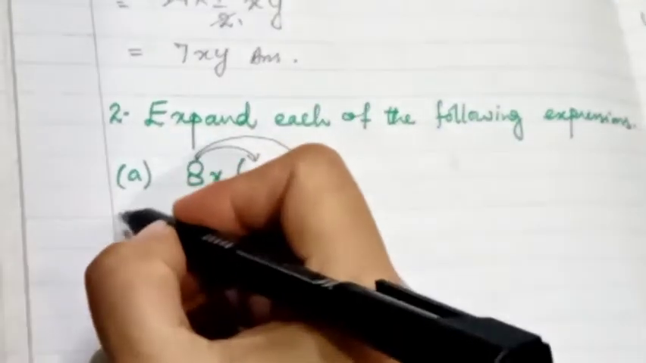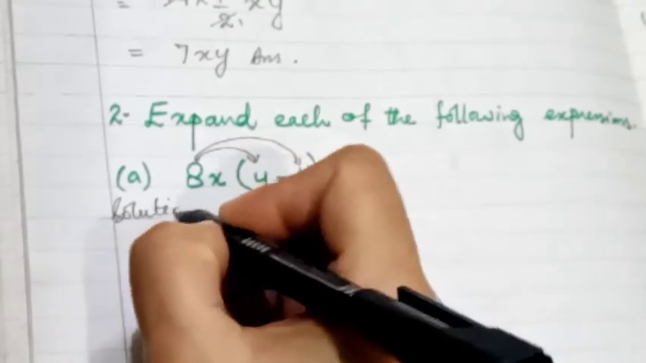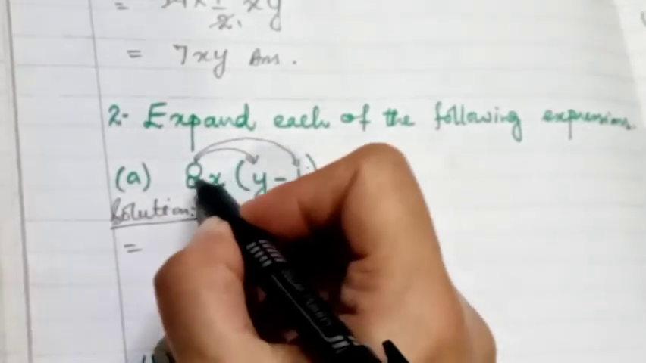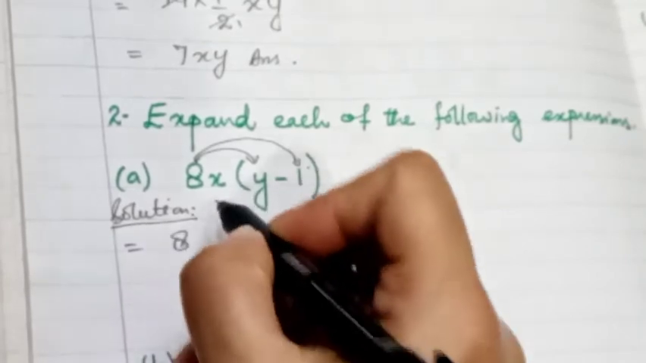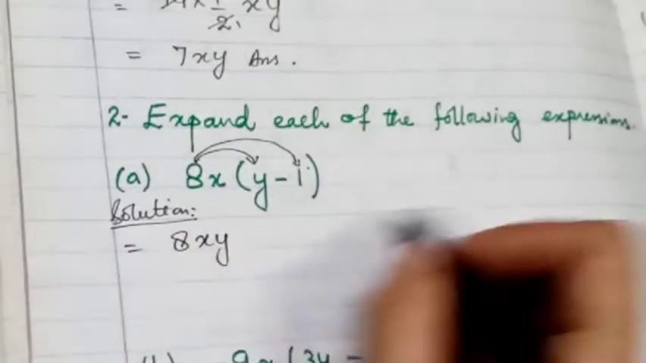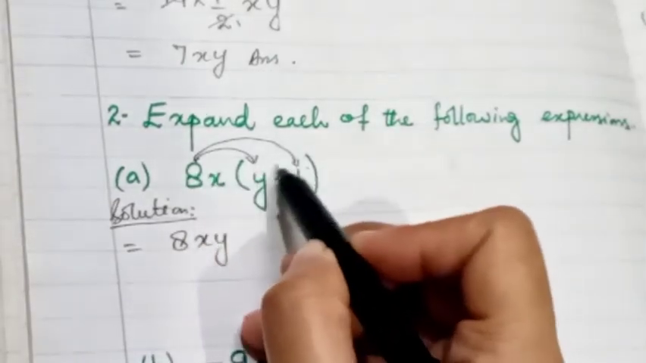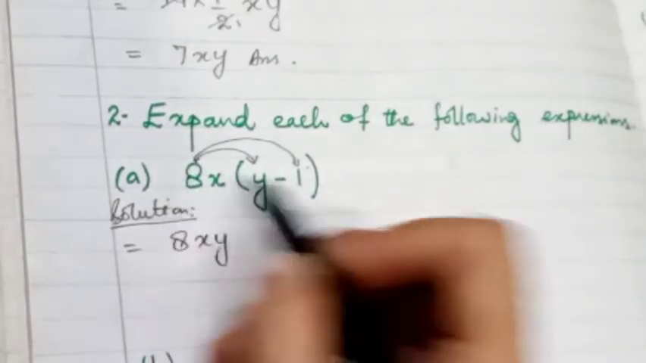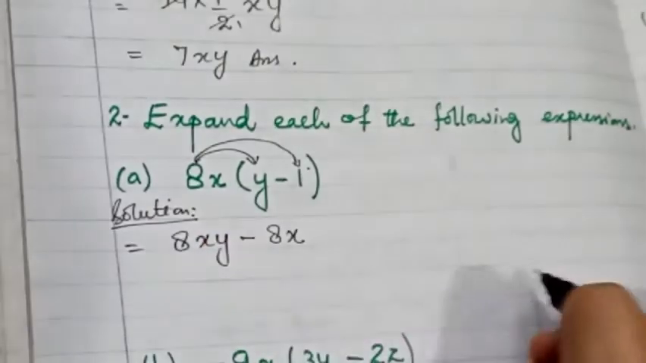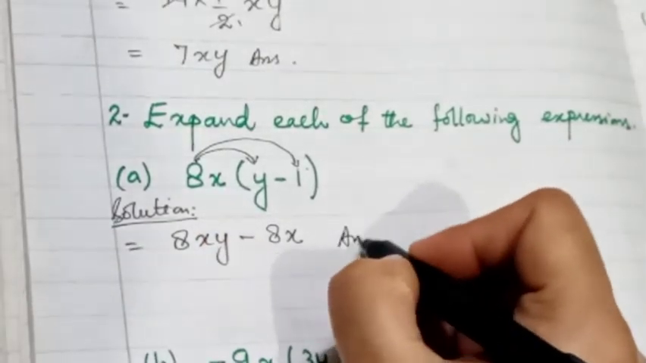We have already done this kind of question in exercise 3a. So I am multiplying this 8x with y, plus 8 into 1 is 8, and x into y means xy. Then I have to multiply this 8x with minus 1, plus minus, 8 into 1 is 8, and x. So this is the answer.